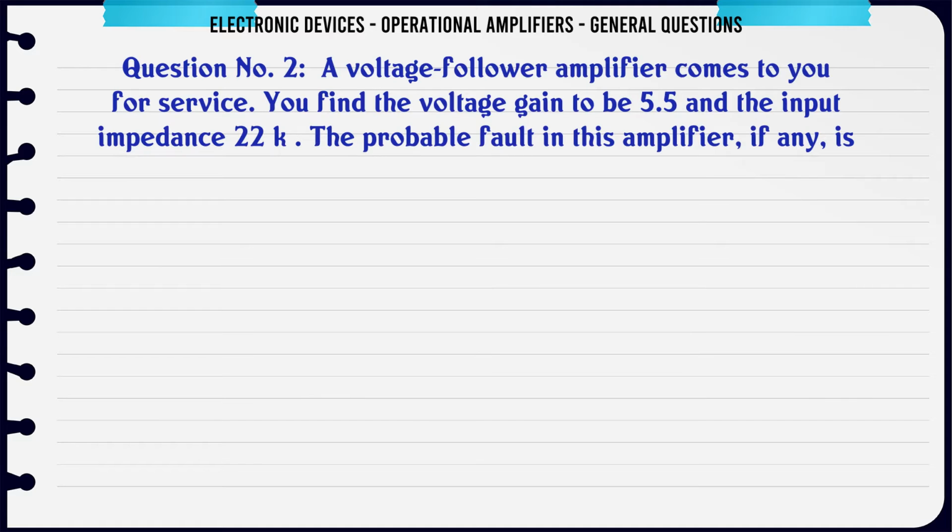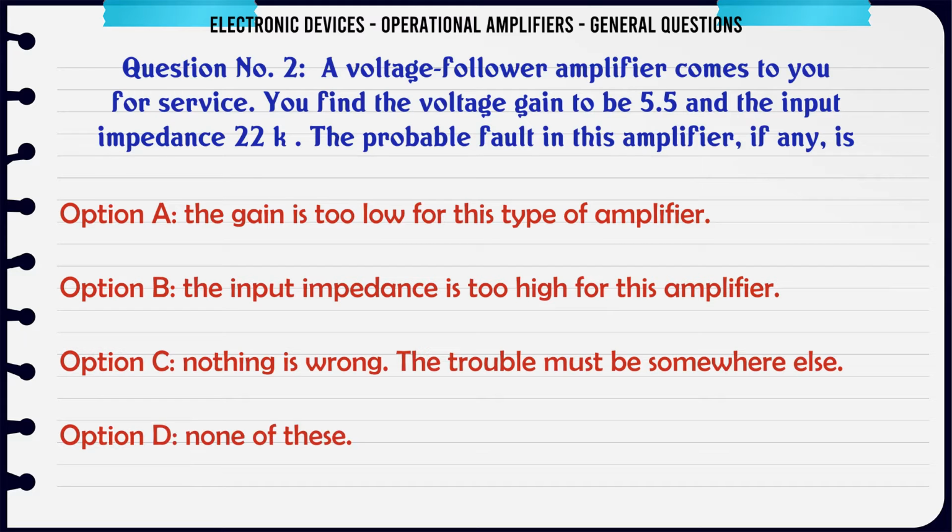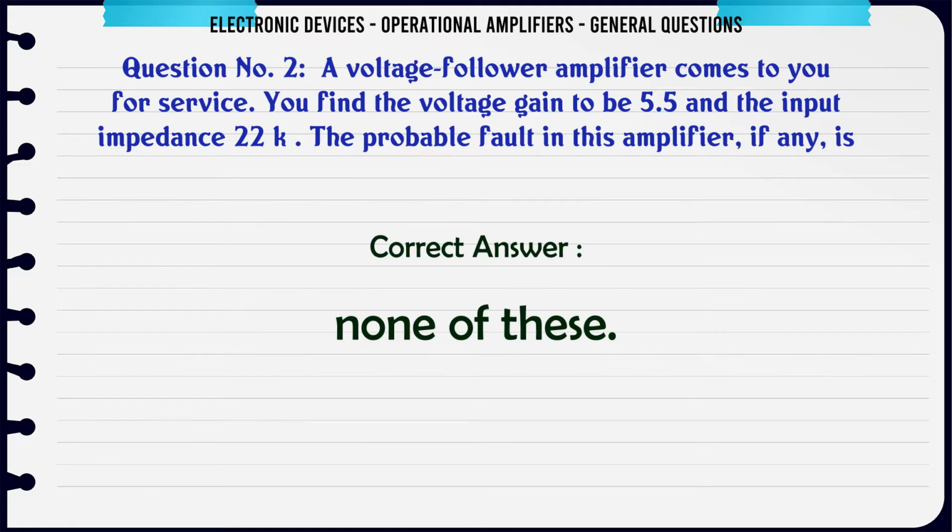A voltage follower amplifier comes to you for service. You find the voltage gain to be 5.5 and the input impedance 22K. The probable fault in this amplifier, if any, is: A. The gain is too low for this type of amplifier. B. The input impedance is too high for this amplifier. C. Nothing is wrong. The trouble must be somewhere else. D. None of these. The correct answer is none of these.